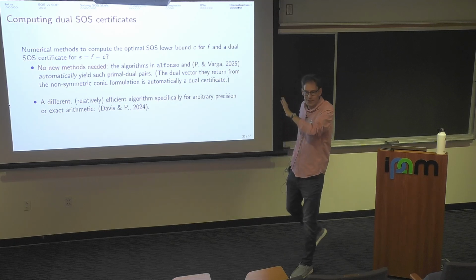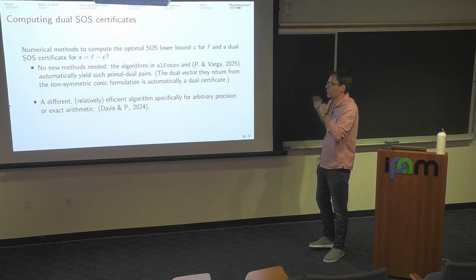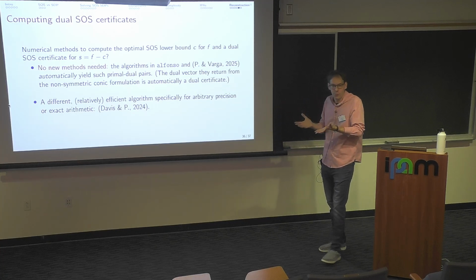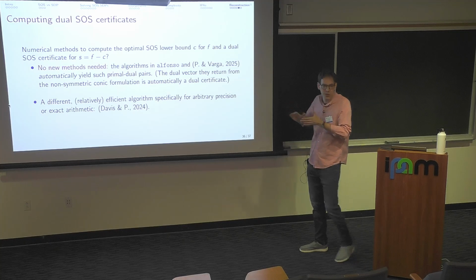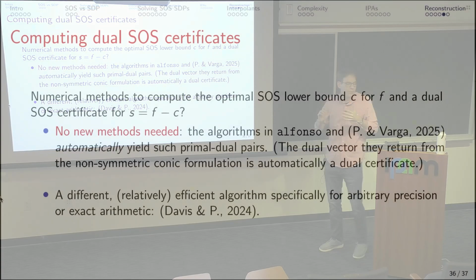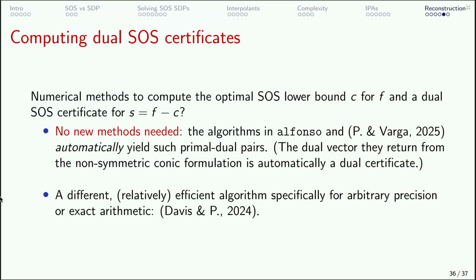How should we do it? This is now the part where I would have a slide on, so what sort of numerical method, let's develop a numerical method that, say, for a given SOS polynomial, computes such a dual membership certificate. Turns out we don't even need to figure out any new methods. All the algorithms, this is true in the Skaya and Ye paper, the Alfonso algorithm, also this new algorithm I mentioned, all of these automatically yield such primal dual pairs.